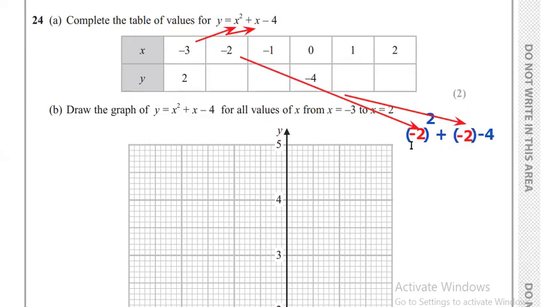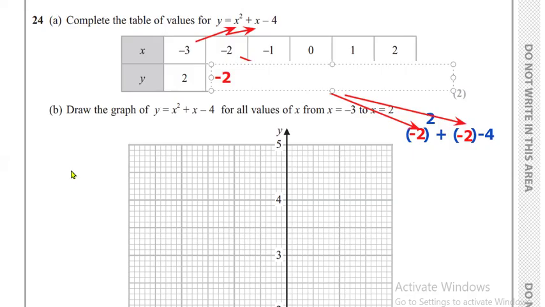So put this negative 2, power of 2, plus bracket, negative 2, bracket, minus 4. Put this in the calculator and then push equals. It will give you the first value of y. Now, when you do this, the answer is going to be, very good, negative 2. So the first one here is negative 2.